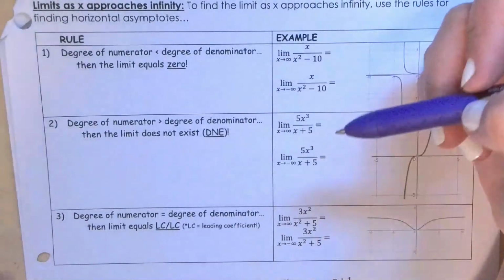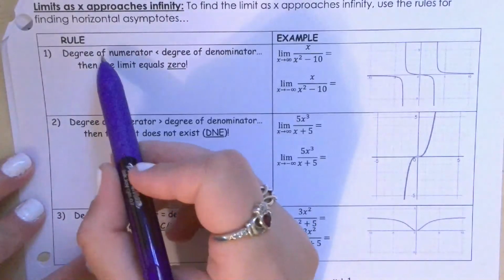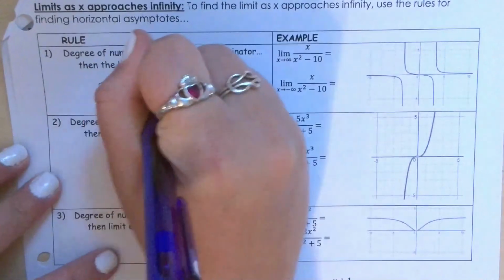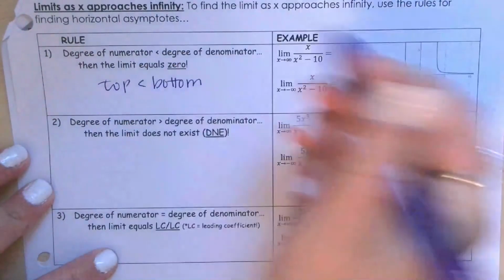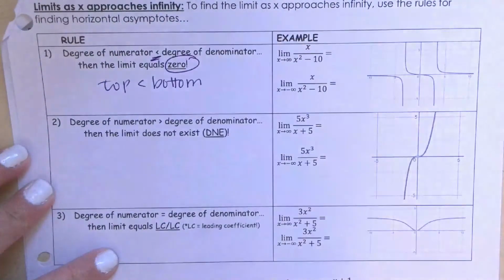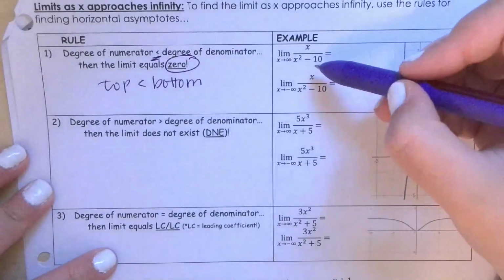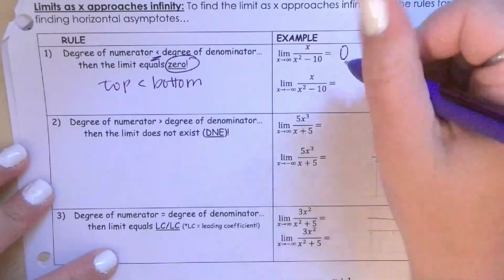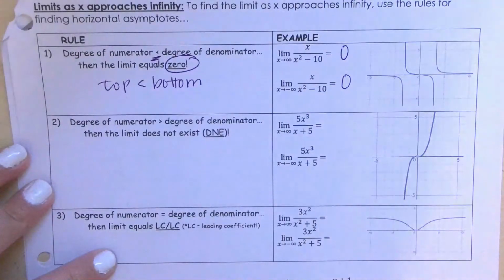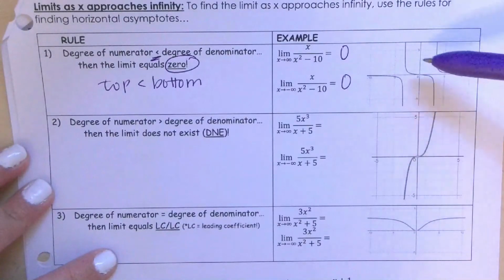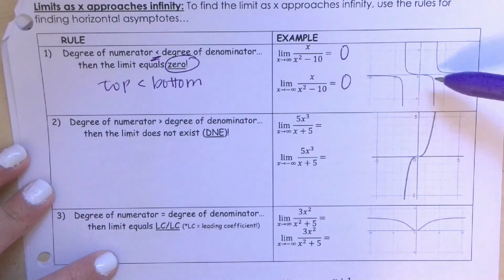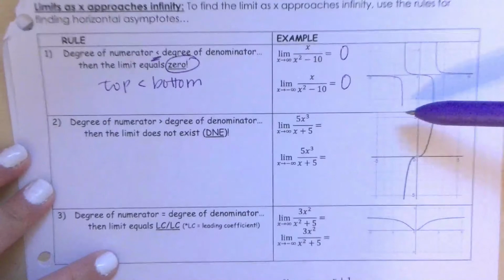Our first rule is that if the degree of the numerator is less than the degree of the denominator, so top less than bottom, our limit is going to equal 0. If we look right here, we can see the top is less than the bottom, so that limit is going to equal 0. Same thing, this is our same function, we're just approaching negative infinity. You can also just use the graph, like I mentioned previously, if you want to check. I would plug these into Desmos, and you can see, as x goes to the right, our function is going to approach 0, but never actually touch it. Same thing with the left.